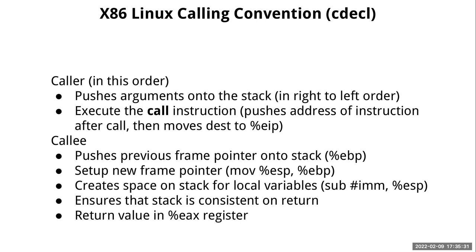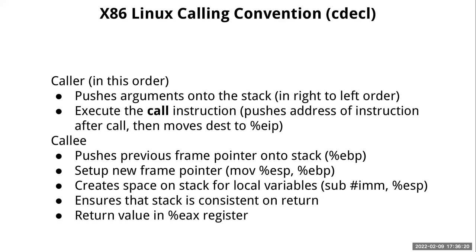So in this convention, function A calls function B. Function A, we call it the caller. Function B, we call it the callee, okay? The caller will first push the arguments onto the stack, and the arguments are pushed in right to left order. If there is only one argument, then one argument is pushed onto the stack. If there are three arguments, the third argument is first pushed onto the stack, then the second and the first one. After that, the caller will execute the call instruction to call the callee. And the call instruction, like we just discussed, will push the address of the instruction after the call instruction to the stack, then move the destination to the EIP or PC.